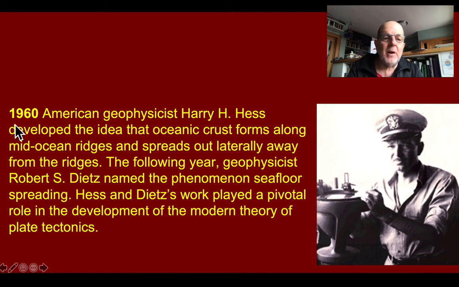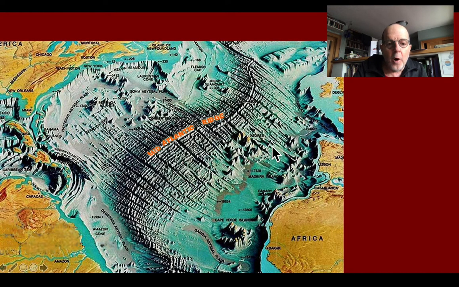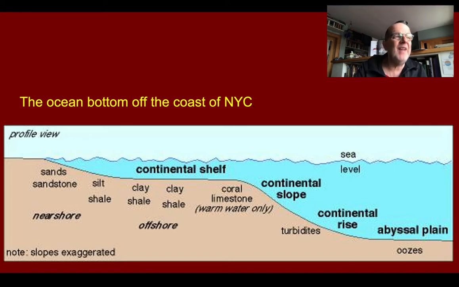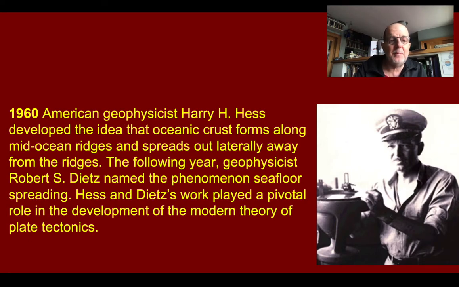So, in 1960, American geophysicist Harry Hess, seen here when he was in World War II, mapping the ocean because we were afraid that the Japanese or the Germans would find places to hide with their submarines and attack our shipping. So we wanted to know what the bottom of the ocean looked like. That was our motivation initially. Well, Hess spends his time during his period as a naval officer. He's also a professor at Princeton. He's developing the idea that oceanic crust forms along mid-ocean ridges and spreads out laterally away from the ridges.